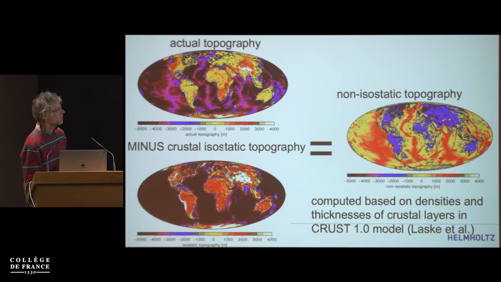Now, coming to the first estimate based on observations, as I said, I start with actual topography, and then I subtract the crustal isostatic topography. So in this case, I take the Crust 1 model, computed based on densities and thicknesses of crustal layers, and then I get a non-isostatic topography, which clearly shows the ridges. It also shows ocean-continent contrast, that continents tend to be a lot lower than oceans.